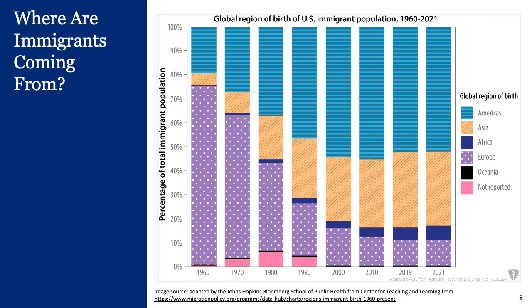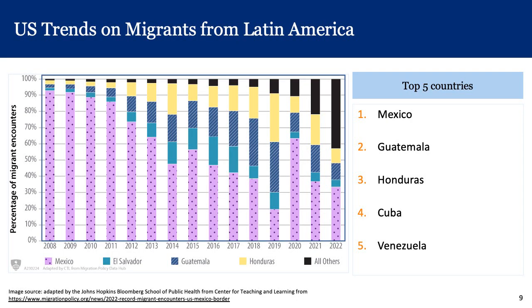It is estimated that by the year 2050, more than 25% of the U.S. population will be of Hispanic or Latino descent, and that Hispanics will make up 15% of the U.S. workforce. So where are Latino immigrant populations coming from? In this figure from the Migration Policy Institute, we can see the U.S. trends on migrants from Latin America from 2008 through 2022. As can be seen in this figure, after nearly a decade of migration from Latin America, largely from Mexico, El Salvador, Guatemala, and Honduras, migration to the United States from well beyond these traditional sending countries is increasing.